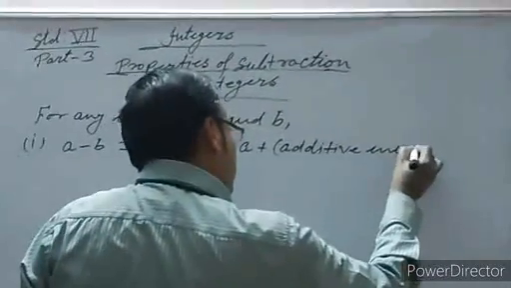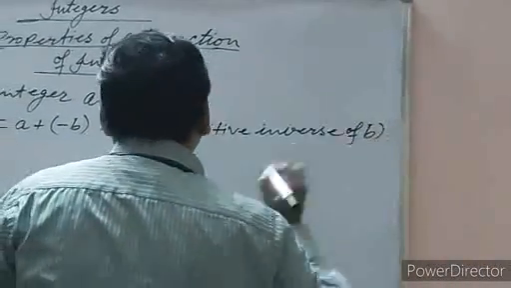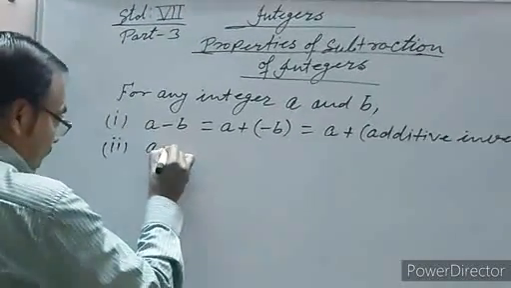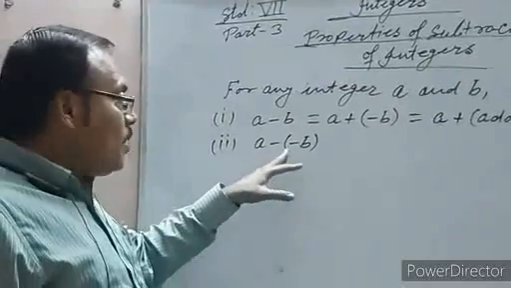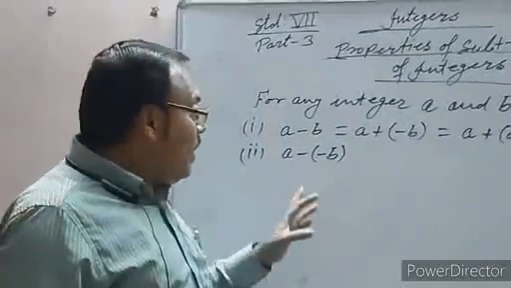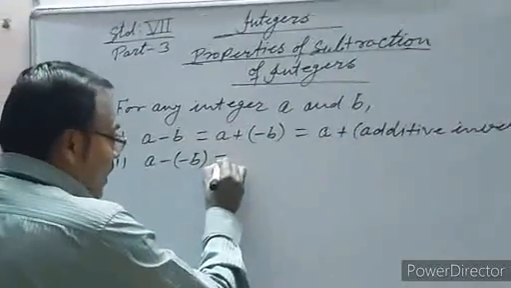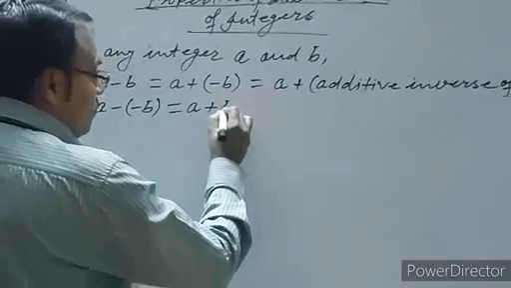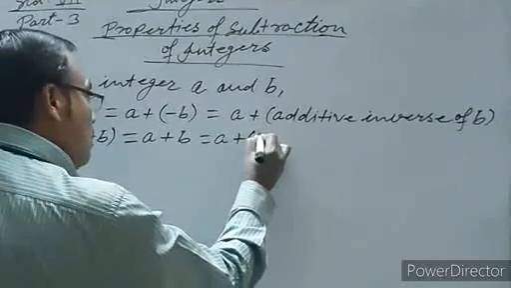Additive inverse of B. Just like that, second is A minus minus B. Suppose we have to subtract minus B from A. Then we shall write here A minus minus B. That will be ultimately A plus B. We can write it equal to A plus B.